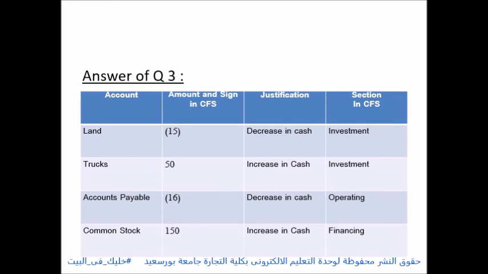Common stock, there is additional common stock issued. That means increase in common stock for 150,000, increase in cash. Common stock change should be placed positive in financing section.